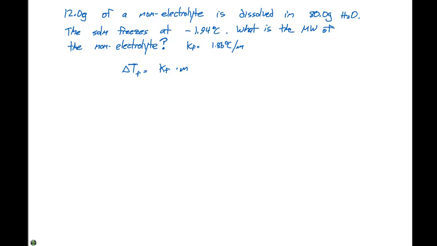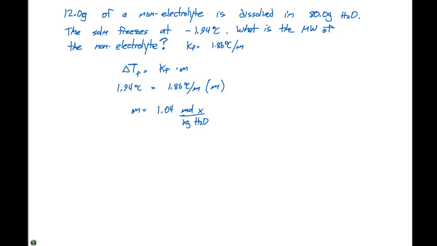So our change in temperature here is 1.94 degrees Celsius, right? That's going to equal the Kf, which is 1.86 degrees Celsius per molal, times the molality. So we can solve here for the molality by taking 1.94 divided by 1.86, which is going to be 1.04, and this is going to be moles of X per kilogram of water. Okay, so we don't know what X is, so I just put moles of X here.